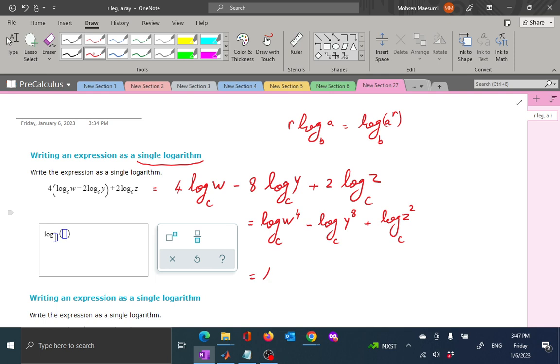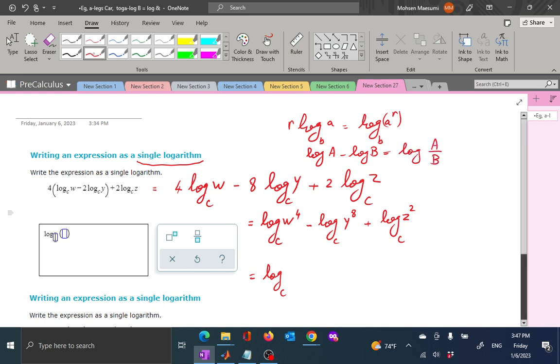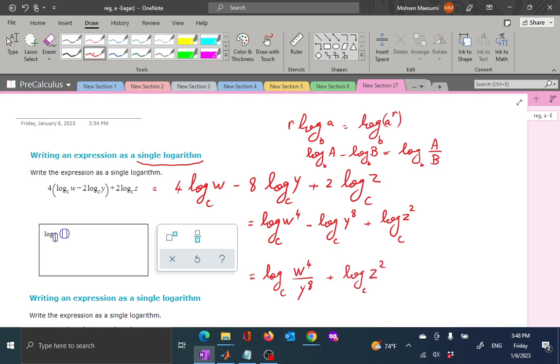Next, you remember the subtraction means a ratio, addition means multiplication. So I have logarithm. Now we are lucky that all the bases are the same. We'll deal with different bases later on, but if you have two logarithms subtracted from each other, remember logarithm of a minus logarithm of b, that was logarithm of a over b. Whatever the base happens to be, so long as it's all the same, we are okay. So this becomes w4 over y8, and then logarithm of z squared in base c.